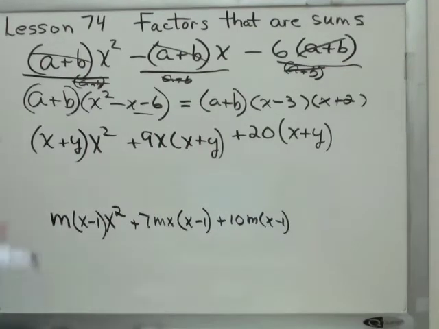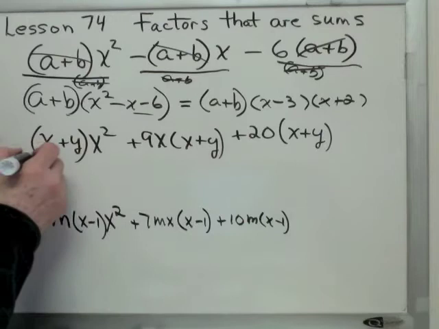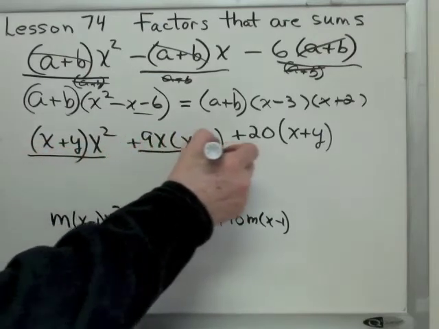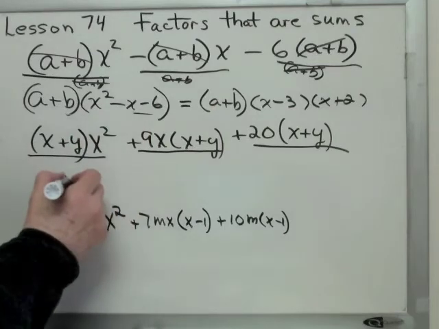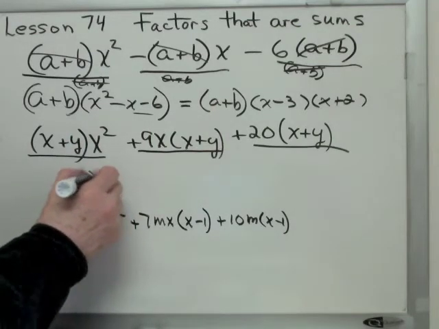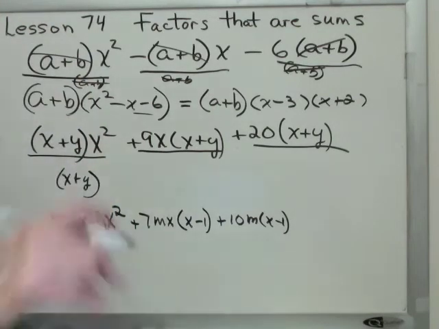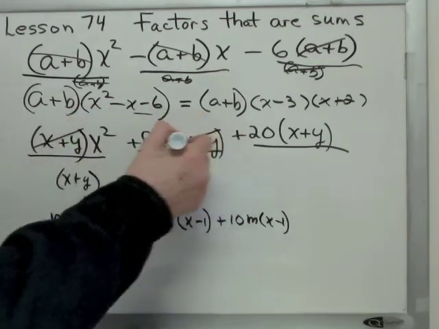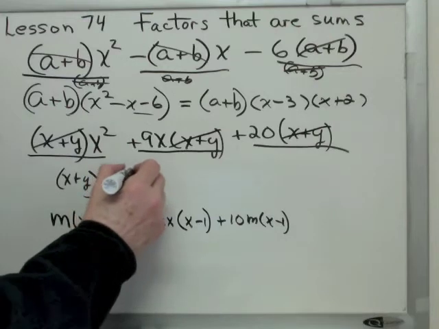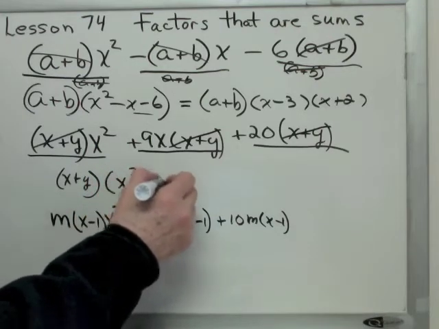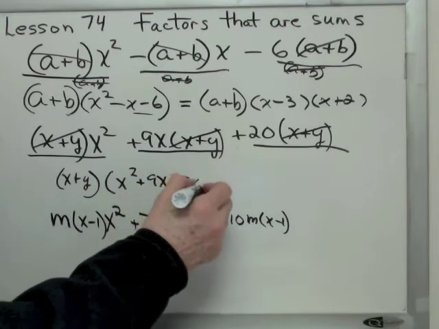All right. So let's look at the three parts on this one. What do they all have in common? They all have the x plus y. So let's factor the x plus y out. And I do that by dividing. And when I do, that's gone out of all three parts. So what have I got left? X squared plus 9x plus 20.